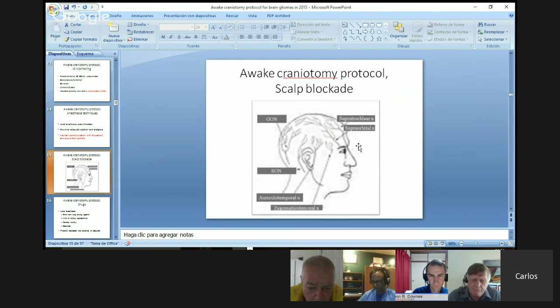In this picture, we can see the points we use for the administration of the local anesthesia, like the greater occipital nerve, the lesser occipital nerve, the auriculotemporal nerve, the zygomaticotemporal nerve, and the supraorbital or supratrochlear nerve. So we have many possibilities to ensure analgesia for the patient in these kinds of surgery.